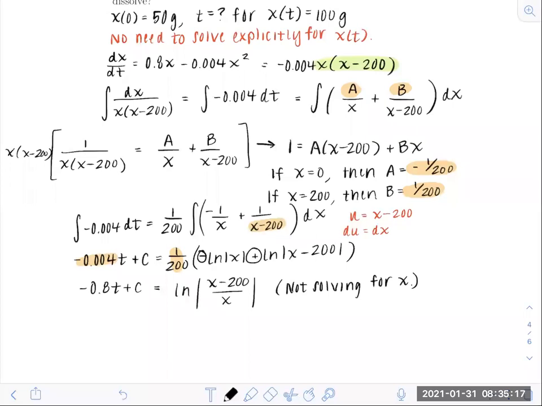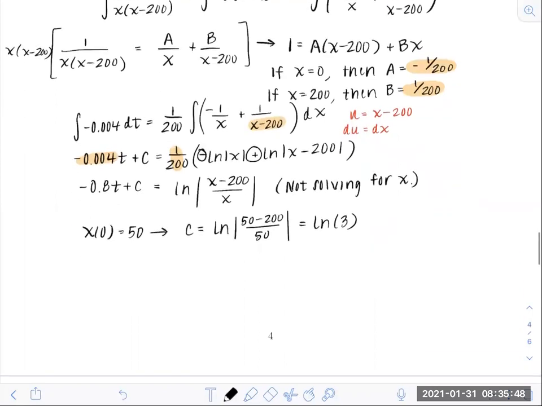And next I'm going to impose my initial condition. So recall that x of 0 equaled 50 grams. So let's plug that in here. On the left-hand side, I get C. On the right-hand side, I get the natural log of 50 minus 200 over 50. So, whoops, that would be negative 150 over 50 is negative 3, but we get the absolute value here. So I get the natural log of 3. Plug that back in to your equation above. So I have the natural log of 3.